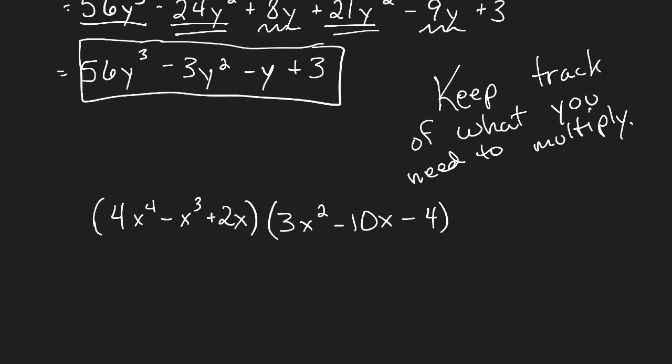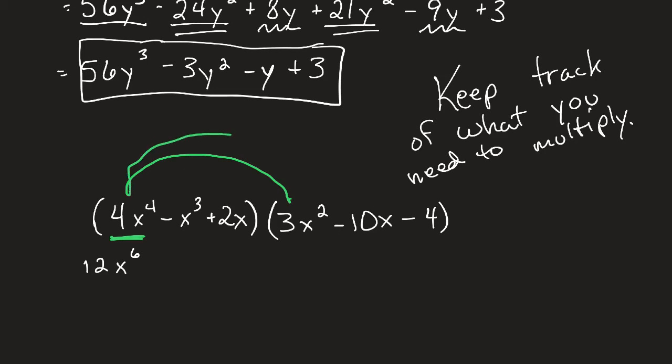So we are going to pick one at a time. We're going to stick with this 4x to the fourth, and we're going to go through and multiply it to every single individual term in the second polynomial. So I have 4x to the fourth times 3x squared. 4 times 3 is 12. And then we have x to the fourth and x squared, so that is going to be x, and 4 plus 2 is 6. So we get 12x to the sixth.